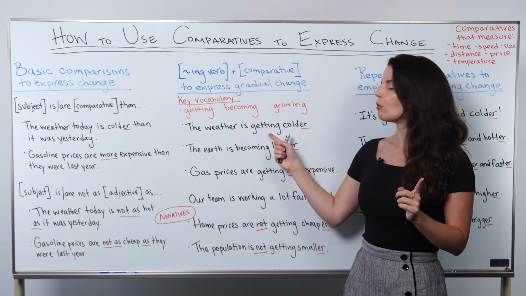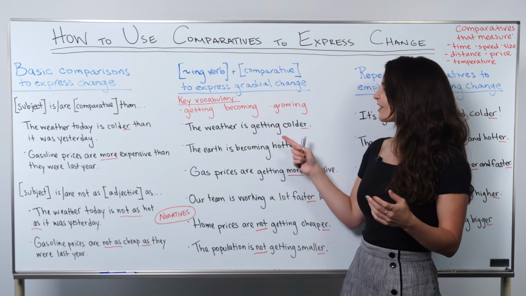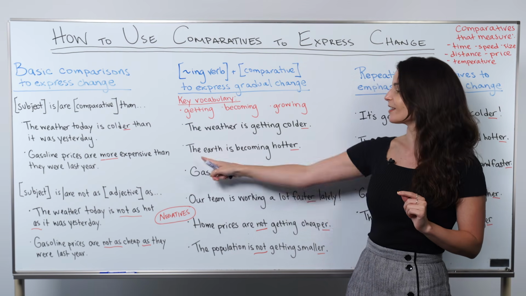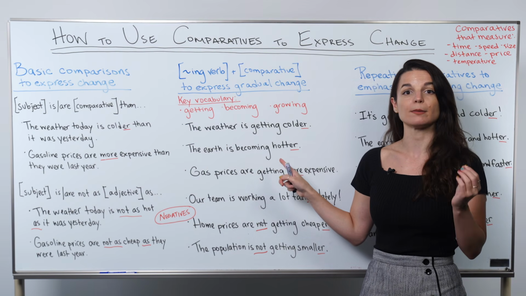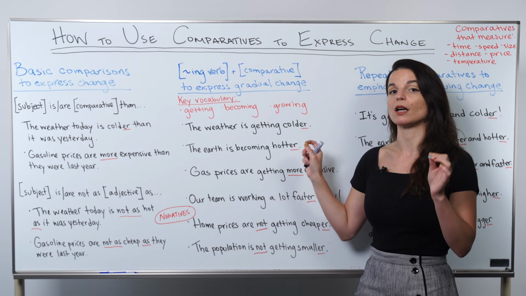So you might think, well, you just said get and become, getting and becoming. What is the difference there? Actually, they have the same meaning, but becoming sounds a little more formal. So let's look at the second example sentence here, which uses becoming. So the earth is becoming hotter.